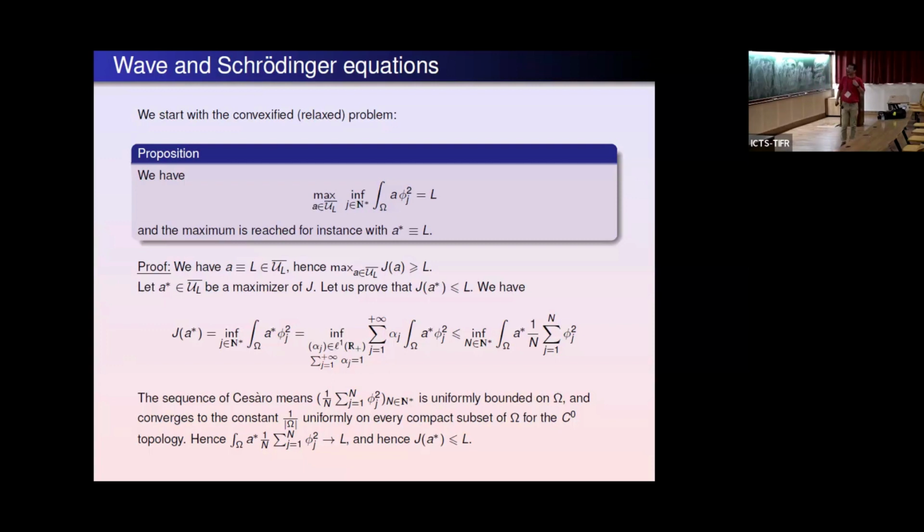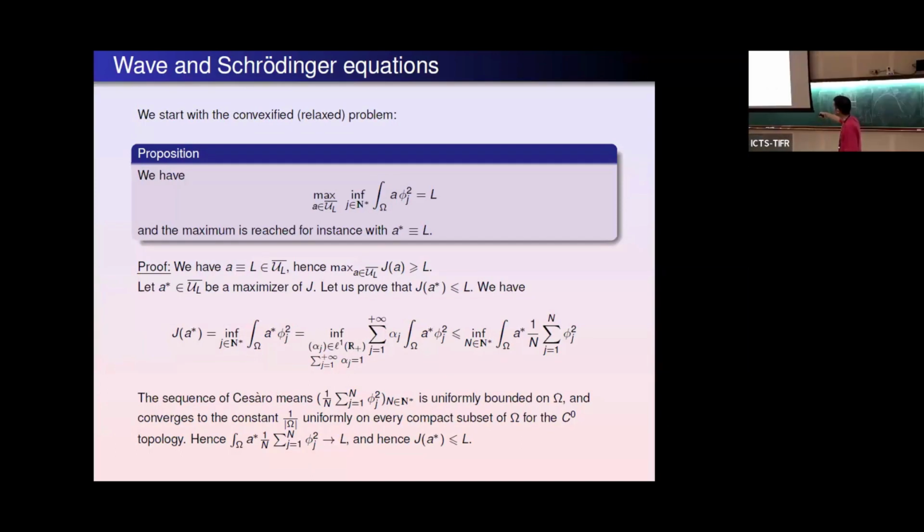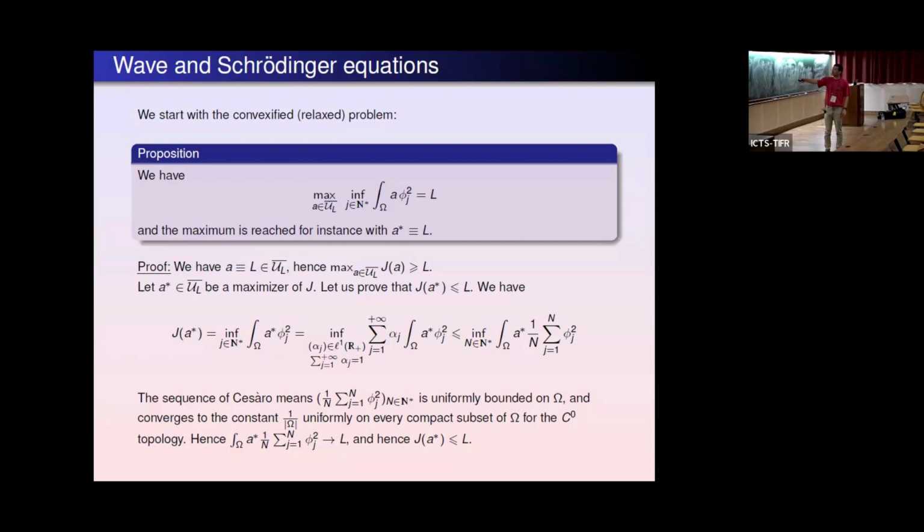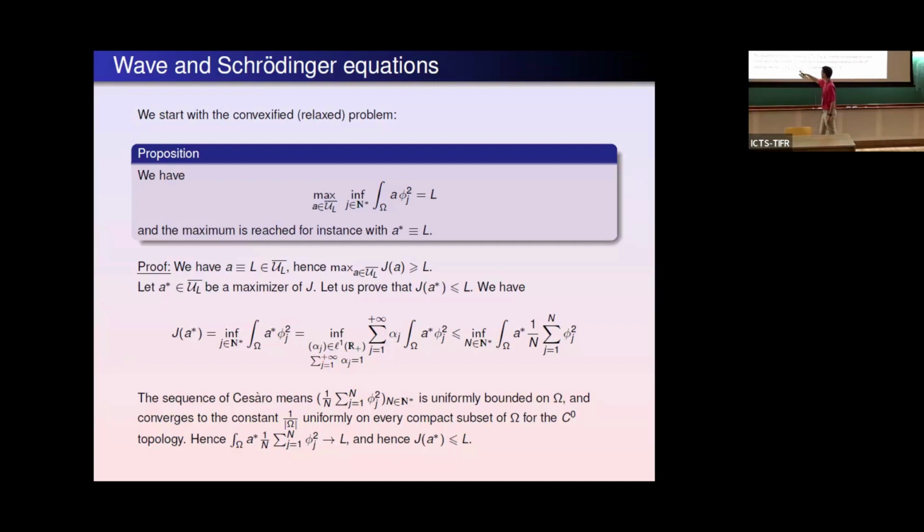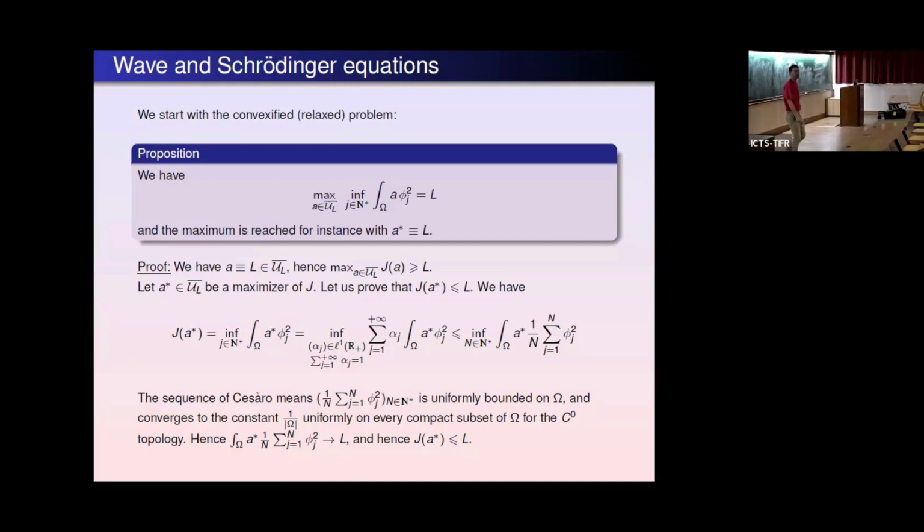But now it's a known result. It was known by Hormander already in the 60s. This sequence of Cesaro means, it's a function, right? But it's a function that converges to the constant, so 1 over volume of omega. You can take volume of omega equal to 1. So it converges to 1 uniformly on every compact subset of capital omega. Uniformly, I mean in C0 topology, which is more than enough, in order to infer that the integral of A star against the Cesaro mean converges to capital L as capital N tends to infinity. And so we are done. Okay, and the proposition is proved.